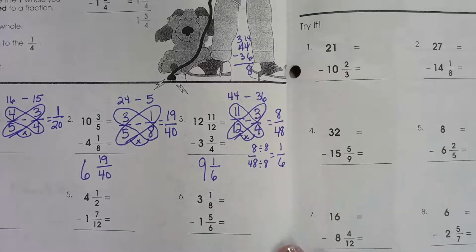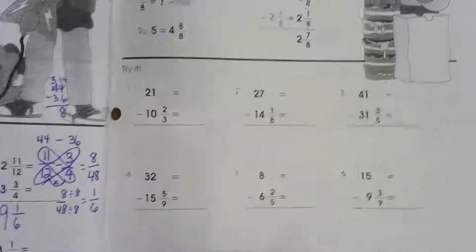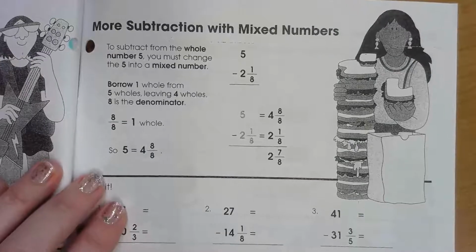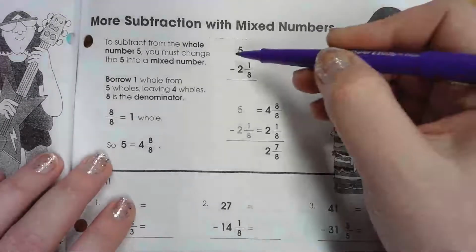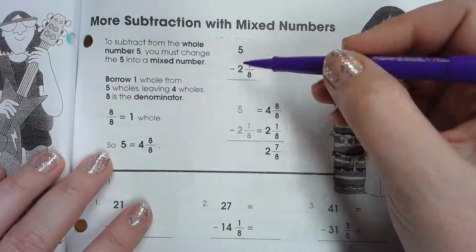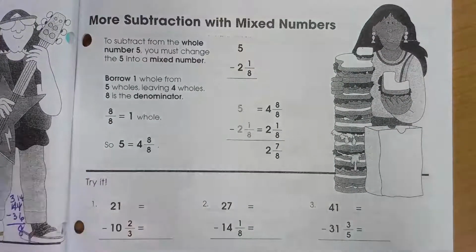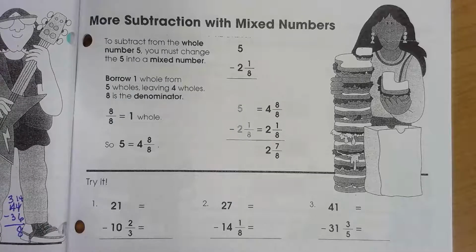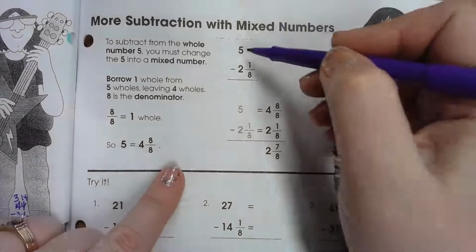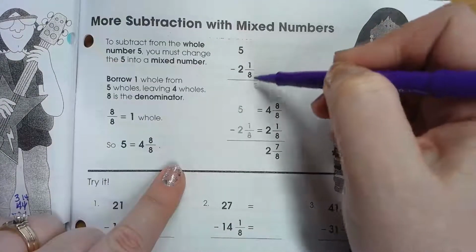Let's take a look at the next page, because now we have more subtraction with mixed numbers. But if we see a whole number all by itself, here we need to borrow a whole pie or a whole sandwich, okay, to be able to subtract. So here they have 5 minus 2 and an eighth.